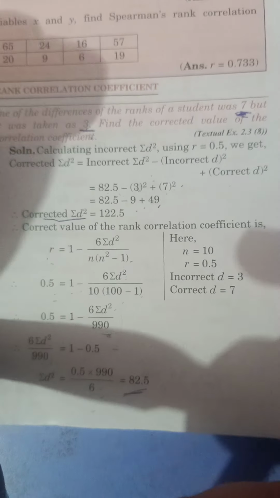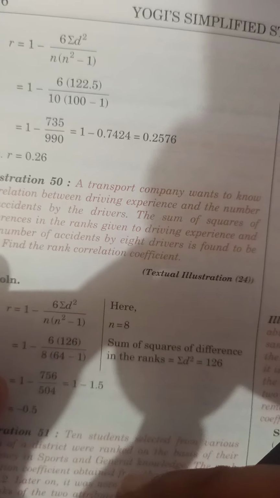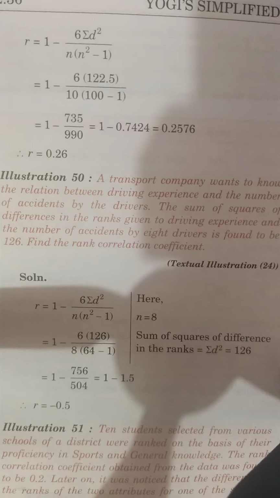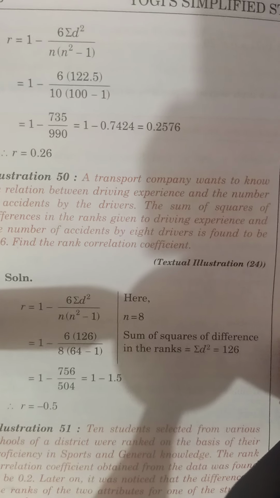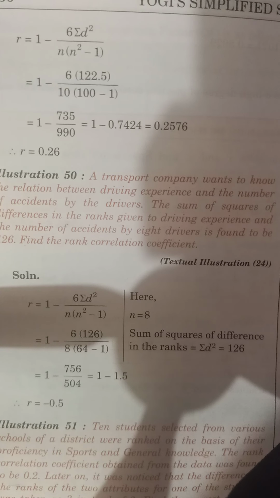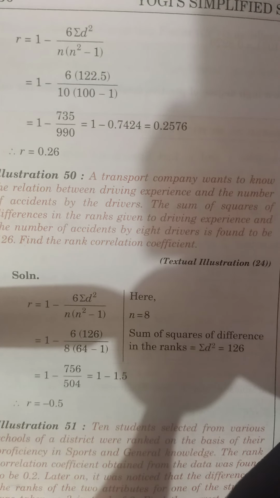The sum is not over yet. After finding the value of corrected sigma d square, now we have to find the correct value of the correlation coefficient. And here it is before you on your screen. The formula of R for the correct correlation coefficient is 1 minus 6 sigma d square upon n into bracket n square minus 1. So 1 minus 6.